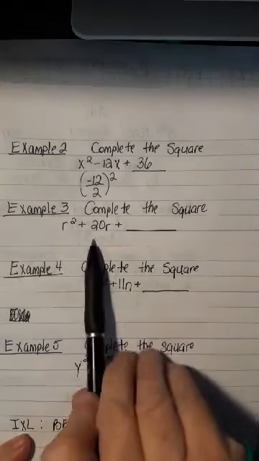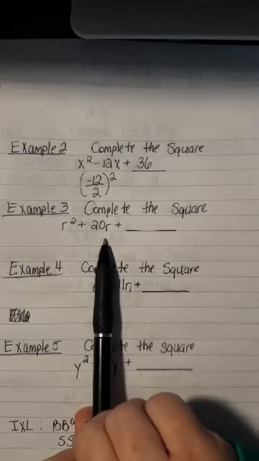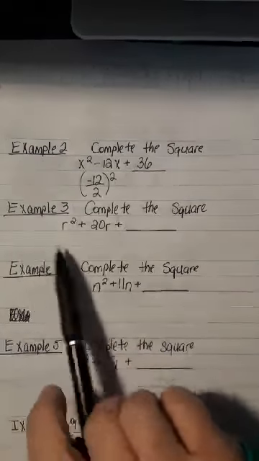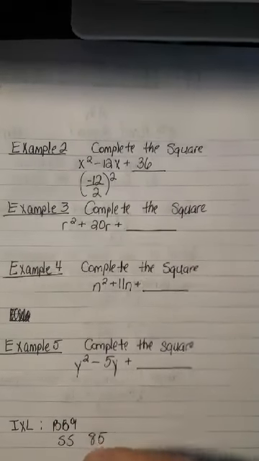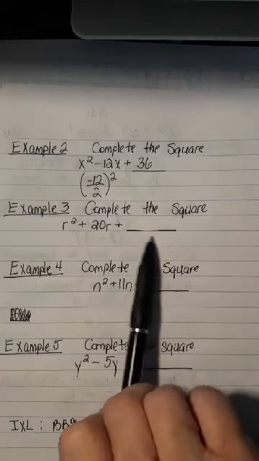So on this next one, we have r squared plus 20r. And I'm going to pause for a minute. Make sure that you've been able to write it down. And then you tell me if you know what will go here at the end to make that a perfect square trinomial.